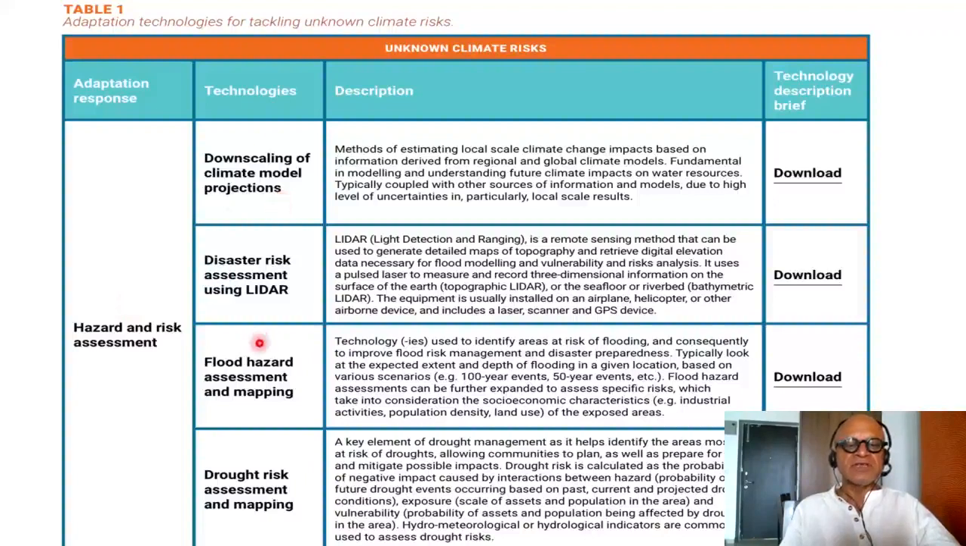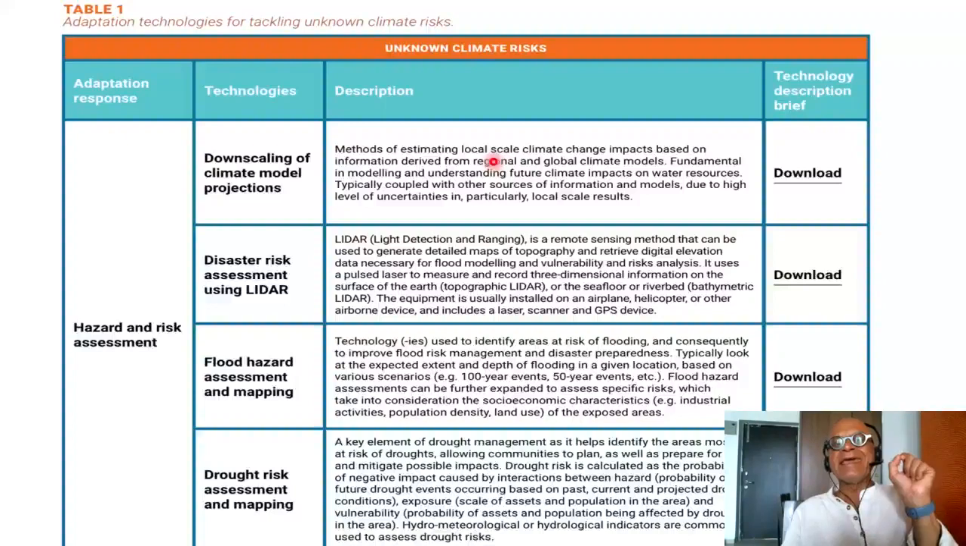disaster risk assessment using LiDAR, flood hazard assessment and mapping, drought risk assessment and mapping. So you have here methods of estimating local scale climate change impacts based on information derived from regional and global climate models. Downscaling is very common now, and everybody is doing it, and it's obvious now that the models will only get you down to at best, let's say, kilometer scale, even when regional downscaling is done with dynamic models.